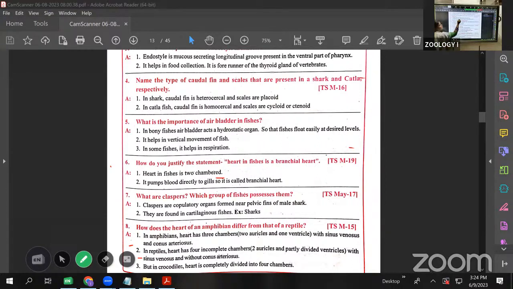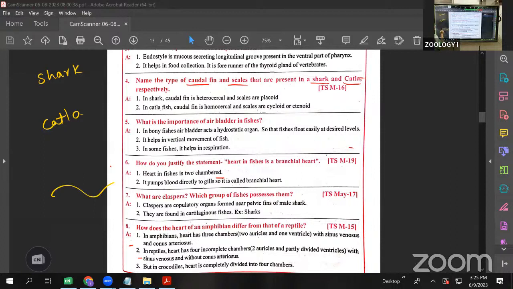The caudal fin and scales present in the shark and catla. In the shark and catla, which type of scales are present, and which caudal fin is there? We are going to discuss. See this one, the two fishes: the first one is called a shark, the second one is the catla. In these two fishes, what's the difference in the caudal fin and the scales? Caudal fin, all of you know this one. The fish is like this.